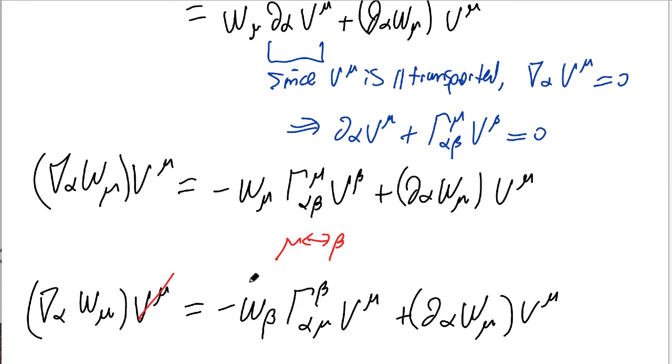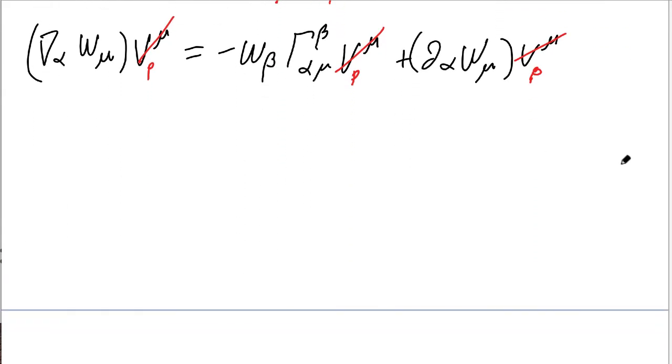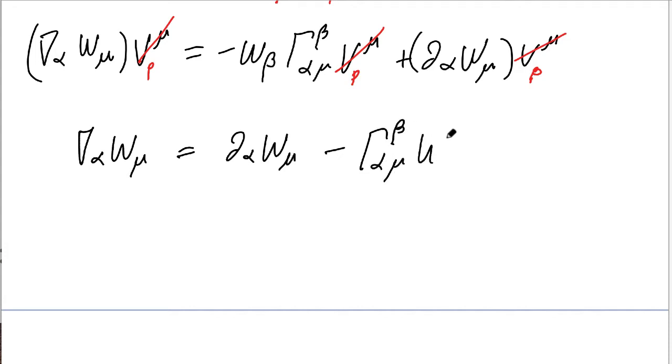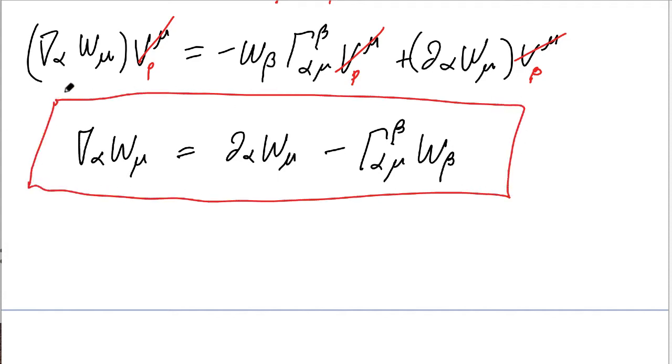Now I'd like to cancel this common factor, and I can do so because this vector is arbitrary. Remember, this is actually the vector at point P, so even though the vector field is not arbitrary, it's constructed by parallel transport, the vector at point P can be anything. So in order for this equality to hold, it must hold with the V mu's stripped away. So what we have then is the covariant derivative of the covector W, the mu-th component of that, is equal to, let me write this term first, the ordinary derivative of the components W mu minus gamma alpha mu beta W beta. So this is our result for the covariant derivative acting on a covector.